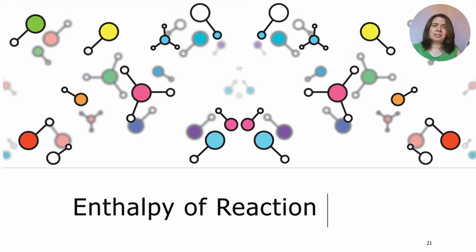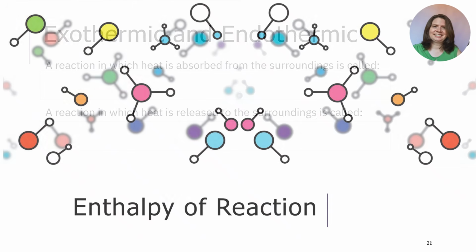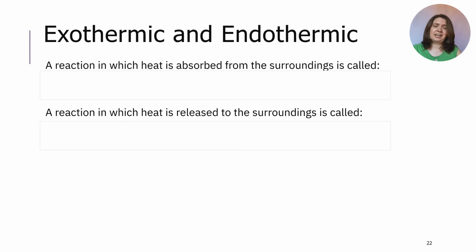In this video, we are going to learn about the enthalpy of a chemical reaction and how it can be used in stoichiometric calculations. A reaction that absorbs heat from the surroundings is called endothermic, while a reaction that releases heat to the surroundings is called exothermic.